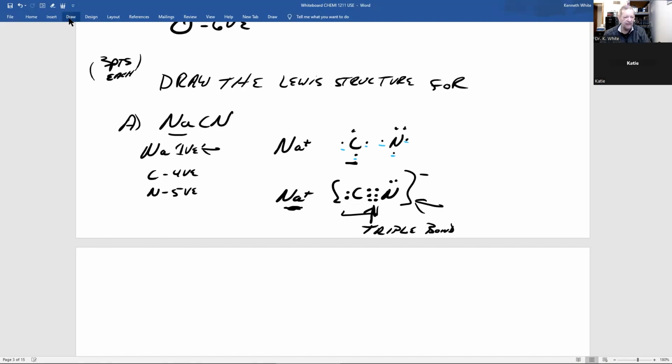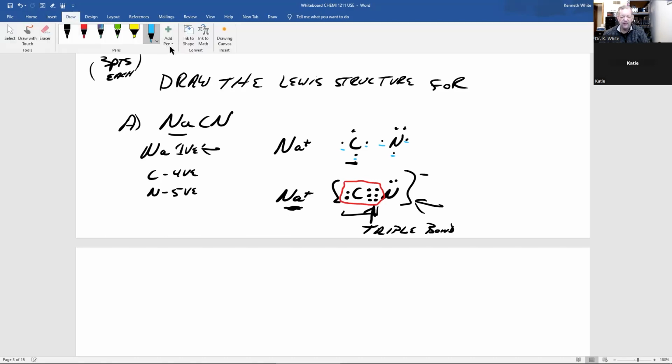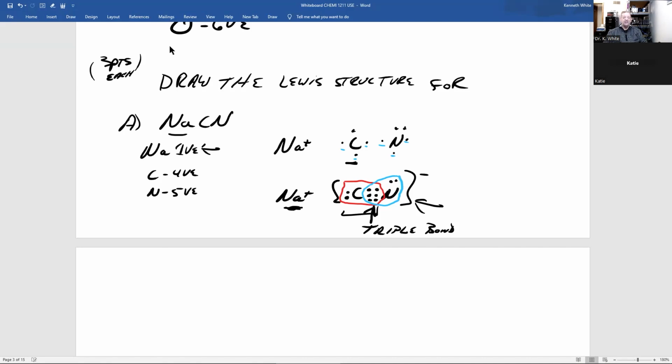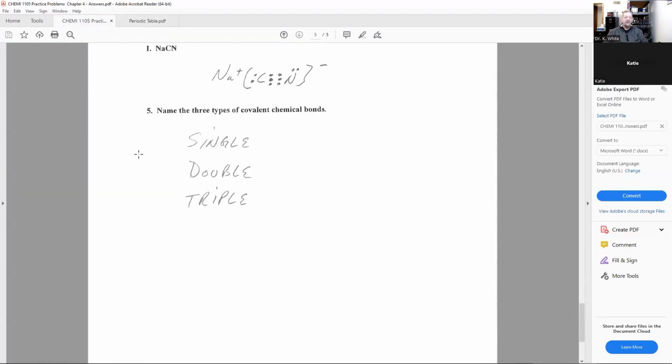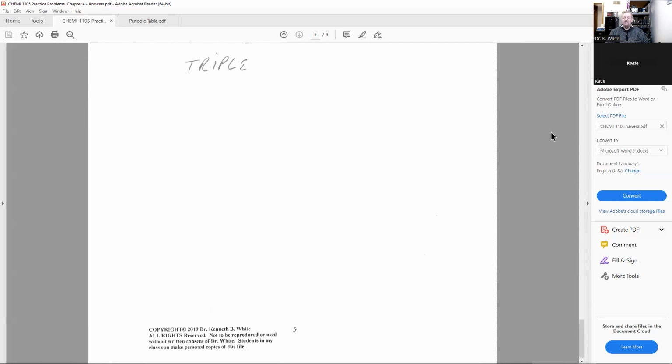And if we look at carbon, it now has an octet. If we look at nitrogen, circled in blue, the valence electrons, it has an octet. So in sodium cyanide, NaCN, you have both an ionic bond and a triple bond. All right, you should know how to name the 3 types of covalent chemical bonds. And I don't have it here, but you should know how many pairs of electrons. Single bond, 1 pair. Double bond, 2 pair. Triple bond, 3 pair. And with that, we're done with the problem set.